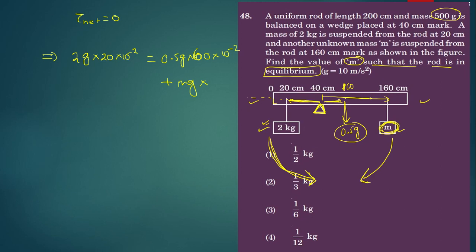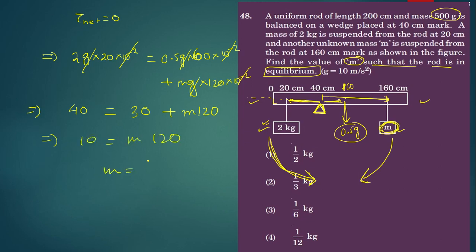Then from 40 to 160, what is the distance? This is 120 into 10 power minus 2. So the g and 10 power minus 2 will be cancelled. This will be equal to 40. 0.5 into 60 will be 30, plus m multiplied by 120. So if I solve it, the answer would be equal to 1 by 12. So that's the answer.